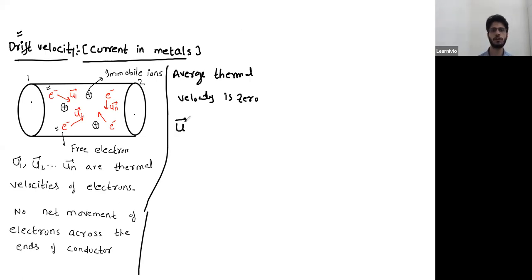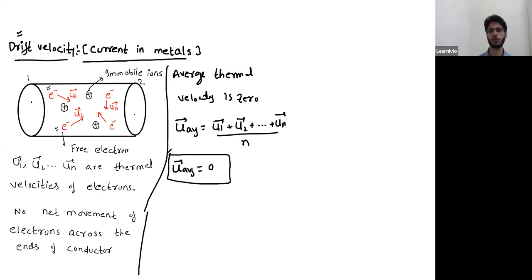This is how we calculate average velocity. Your average velocity is u1 plus u2 up to un, divided by n. This average thermal velocity comes out to be zero. This is the average velocity of the electron. The average thermal velocity is zero. So this happens if electrons move randomly, they just collide with each other, and the net movement is zero.